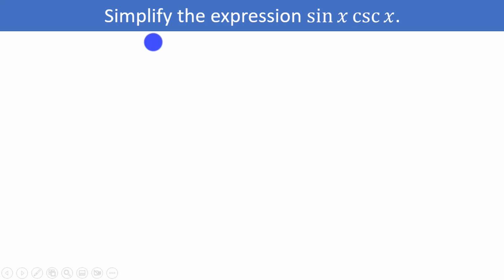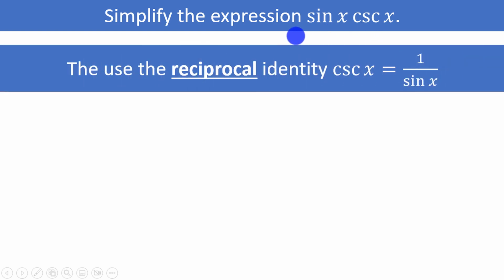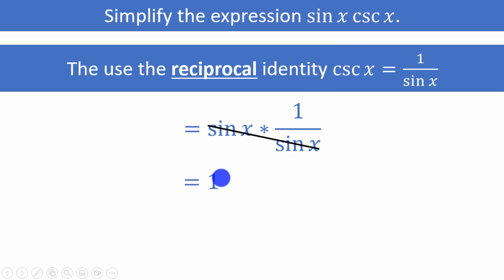Let's say we are asked to simplify the expression sine of x times cosecant of x. We know by one of these 6 reciprocal identities that cosecant of x is the same thing as 1 over sine of x. So we could rewrite this problem as sine of x times 1 over sine of x, since cosecant of x is equal to 1 over sine of x. The sines will cancel, and we will be left with just 1. Sine of x times cosecant of x is the same thing as 1.